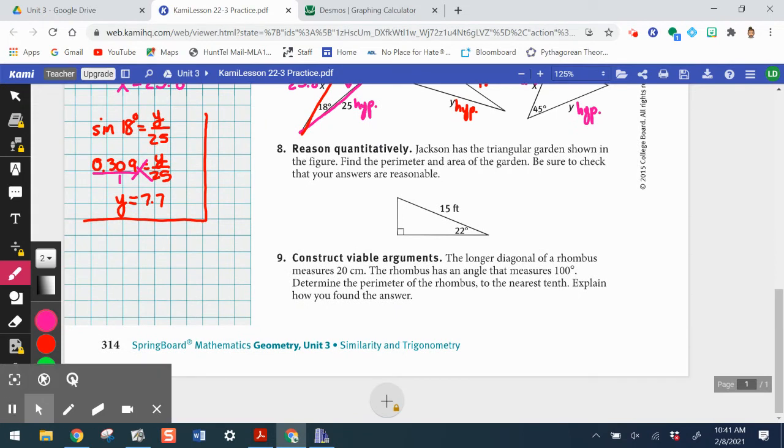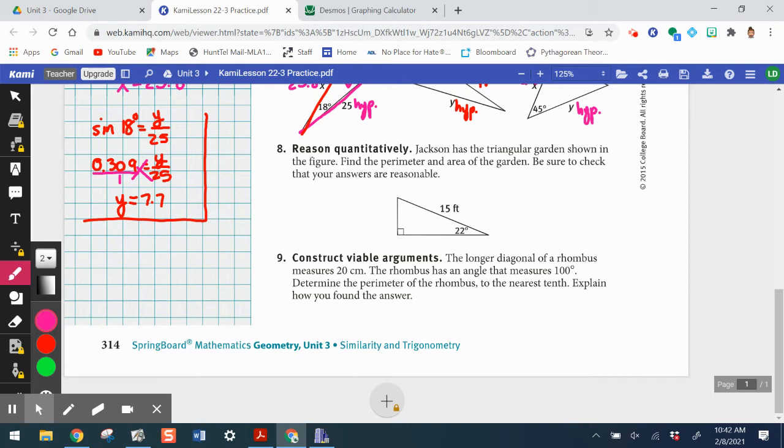So if you notice, item 8 actually says reason quantitatively. Quantitatively means with numbers. So we're going to be reasoning with numbers here. And I love that the actual item says be sure to check that your answers are reasonable. As we're solving these missing sides, we need to evaluate and understand, are these numbers making sense, right? If this hypotenuse is 15 feet, well, then the length of these two legs should not be greater than 15 feet.